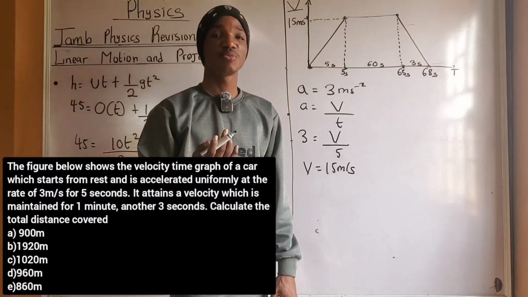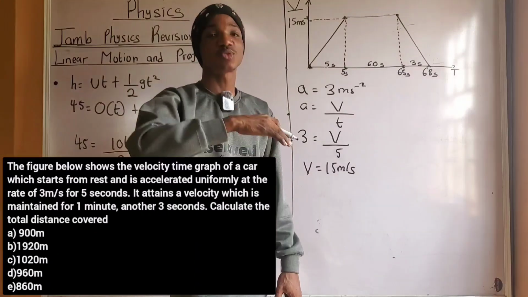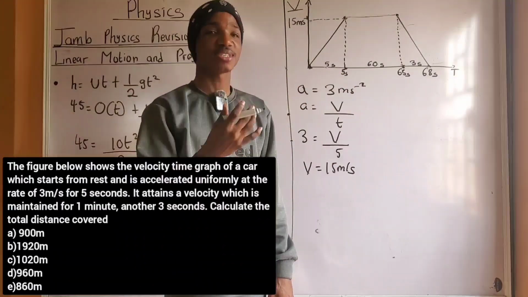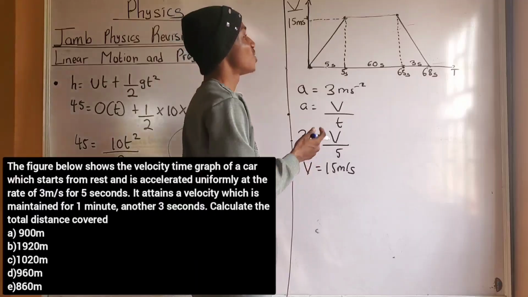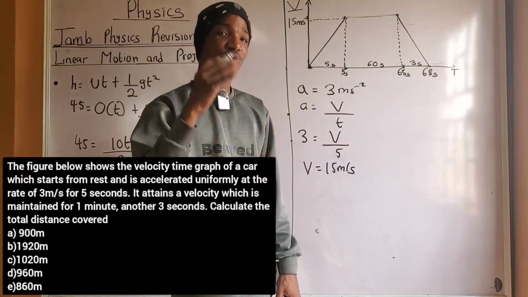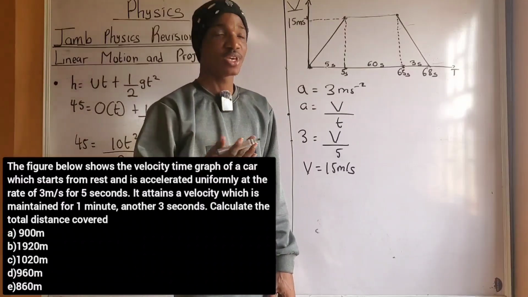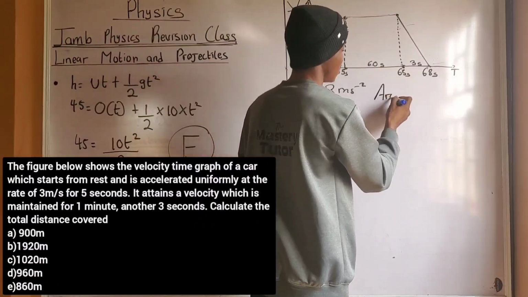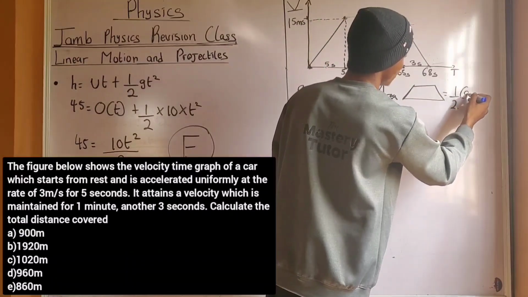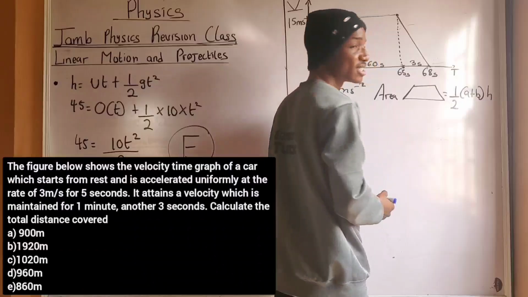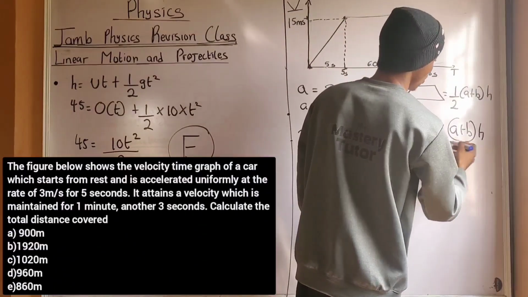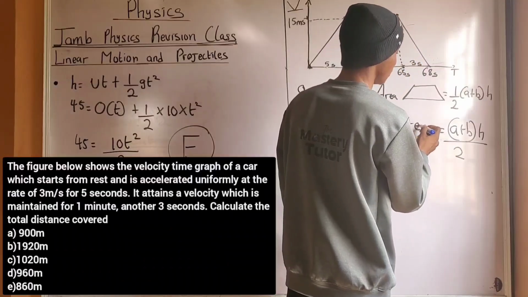The total distance traveled by the car is the total area. Are you getting it? The area of the shape will give us the total distance traveled by the car. So now, what is the shape that we have on the board? The shape is a trapezium. So that means you have to know the formula for calculating the area of a trapezium. Area of a trapezium is equal to 1 over 2 times (a plus b) multiplied by h, which is also the same thing as (a plus b) multiplied by h all over 2. That is the area. Are you getting it?